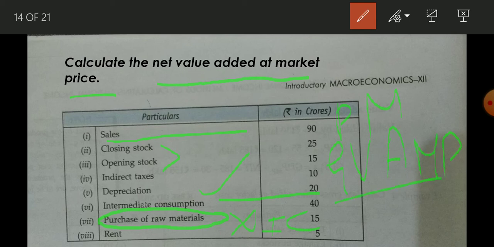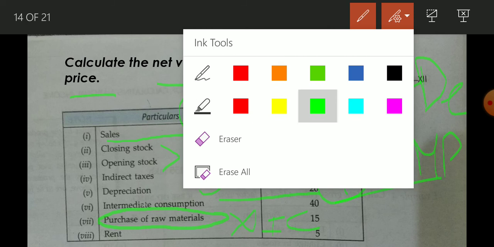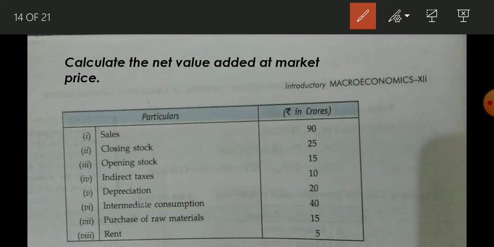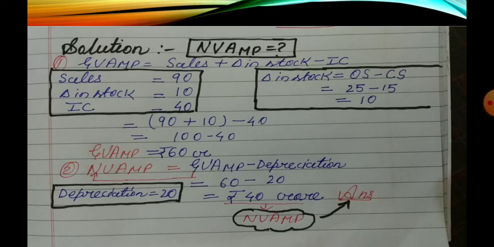Okay, student. And what we have to find out? The question is NVAMP. So here is only one difference. Here is gross, here is net. So what we have to do? We have to subtract depreciation. So I think you are able to do this question yourself. I'm giving you some time. Please try to attempt, at least find out the value of GVA MP. Okay, let me start to do it.